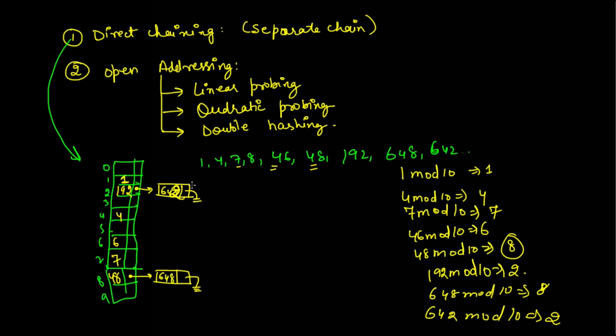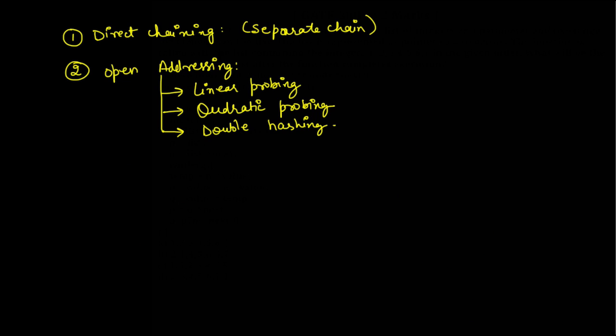So the next technique is open addressing. Let us see what open addressing is. In the case of open addressing, the first technique is called linear probing. In linear probing, whenever a collision occurs, we are going to calculate a rehash function. And what will this rehash function be? Let me explain with an example here.